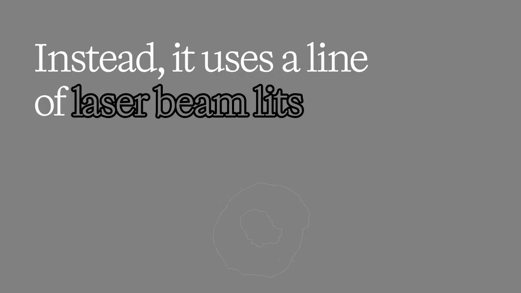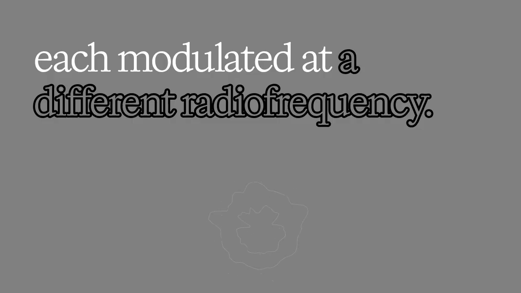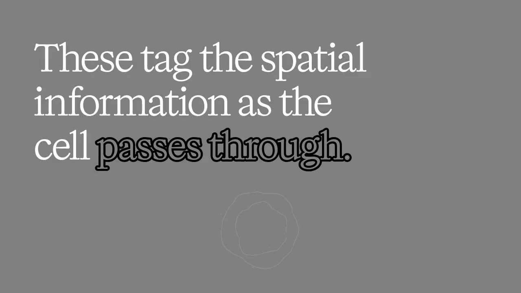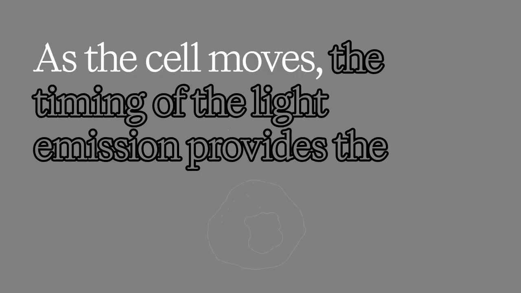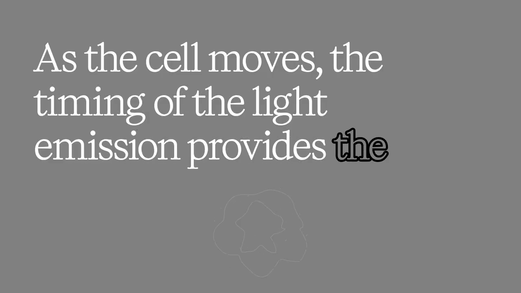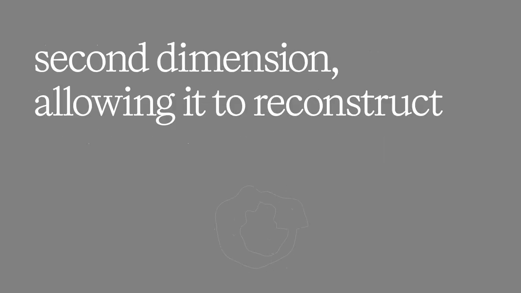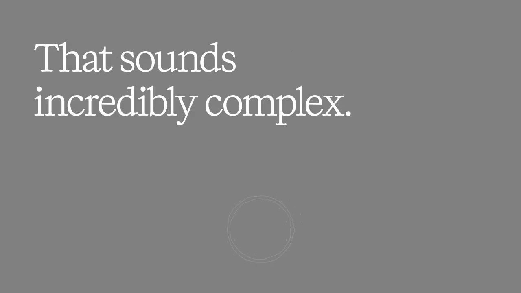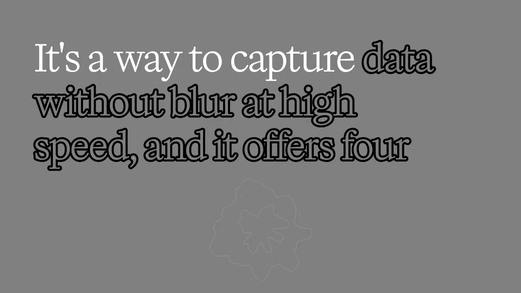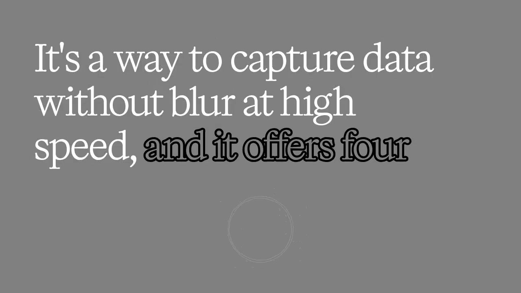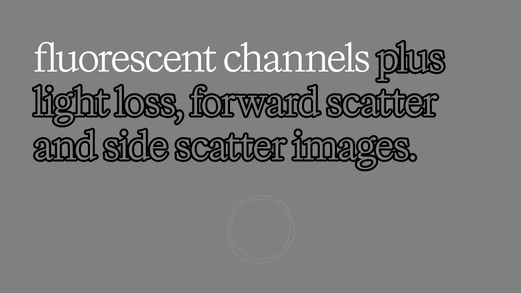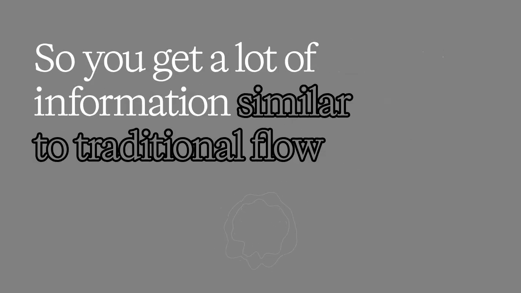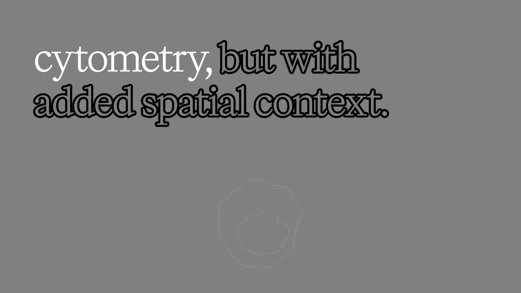Instead, it uses a line of laser beamlets, each modulated at a different radio frequency. These tag the spatial information as the cell passes through. As the cell moves, the timing of the light emission provides the second dimension, allowing it to reconstruct a 2D image from those tagged signals. That sounds incredibly complex. It's very clever engineering. It's a way to capture data without blur at high speed, and it offers 4 fluorescent channels, plus light loss, forward scatter, and side scatter images, so you get a lot of information, similar to traditional flow cytometry, but with added spatial context.